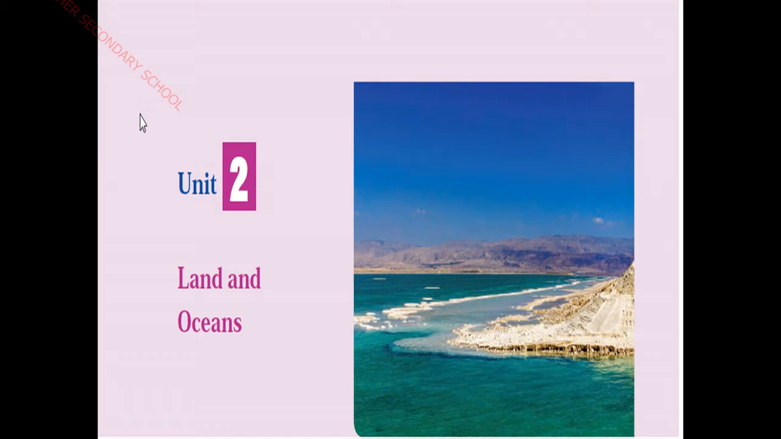Okay, children, do you remember what Unit 1 was? The title of Unit 1 is the Universe and Solar System, and there you have learned about the Universe and Solar System. As the continuation of this, you are going to learn a lot about the land and the oceans.